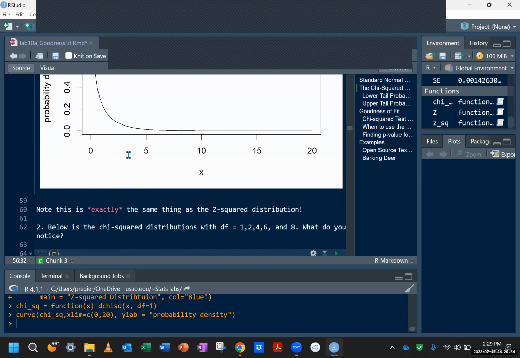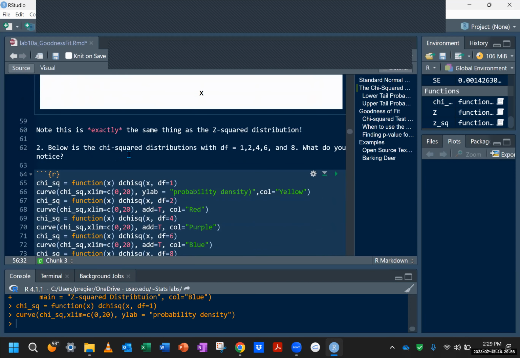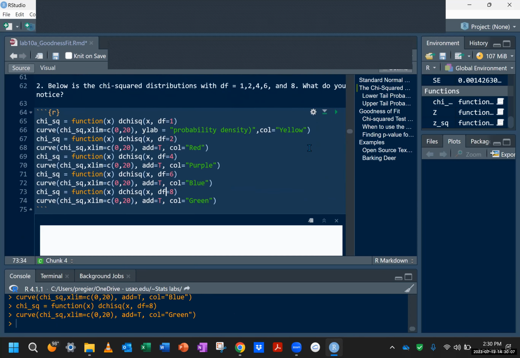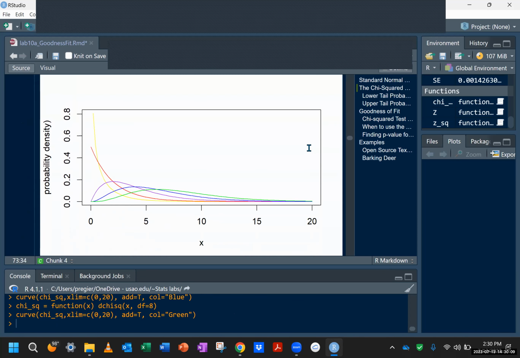That's just a plot, and we're familiarizing ourselves with what these plots are. So here's the chi-squared distribution for 1, 2, 4, 6, and 8 degrees of freedom. Let's look at what's happening here. Is that not beautiful? So yellow is 1, red is 2, purple is 4, blue is 6, and green is 8. You see what's happening? The more we add these up, the more we get a hump that's further out.